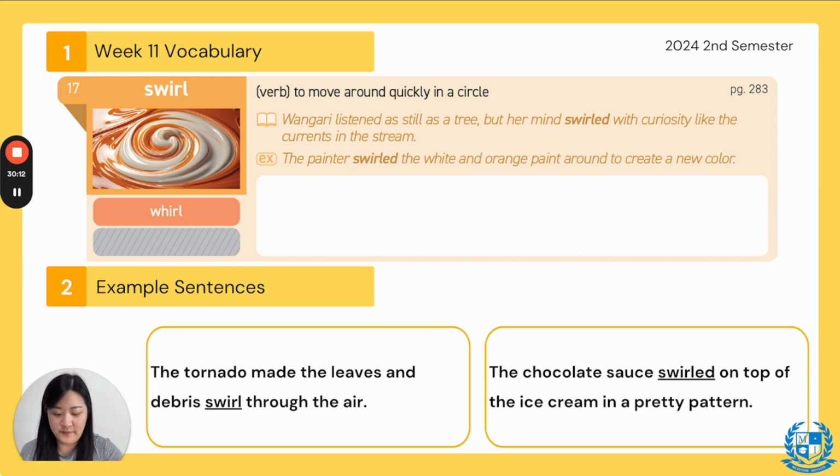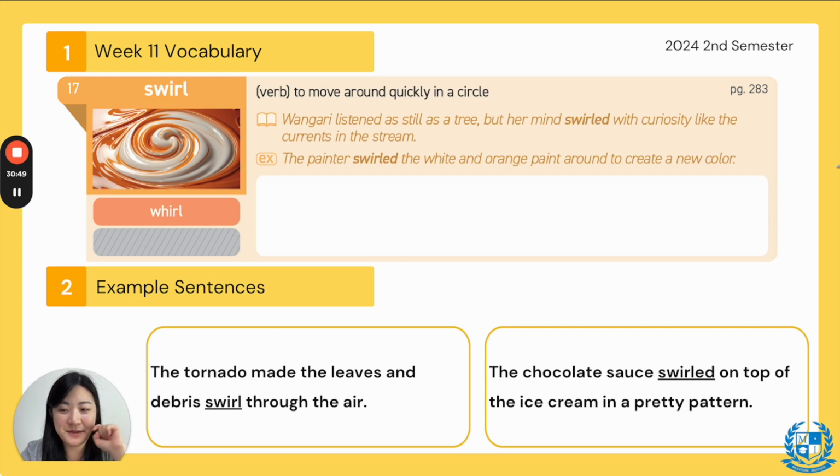Number 17. The word is swirl. Swirl. The synonym is whirl, and it rhymes. It's a verb, and it means to move around quickly in a circle. In the book, it says, Wangari listened as still as a tree, but her mind swirled with curiosity, like the currents in the stream. So here, they wanted to put some juxtaposition here. She listened as still, but her mind swirled.